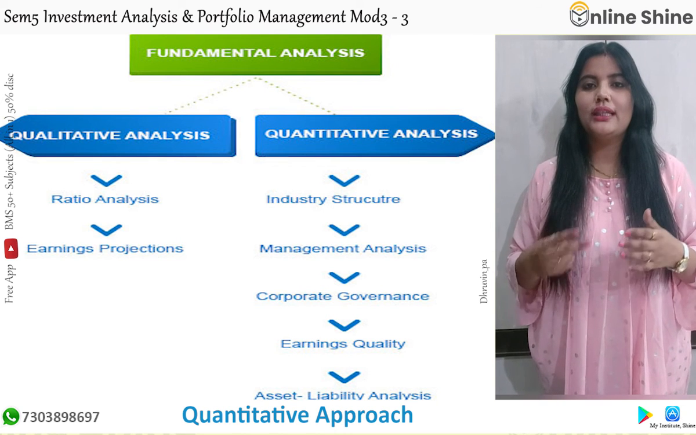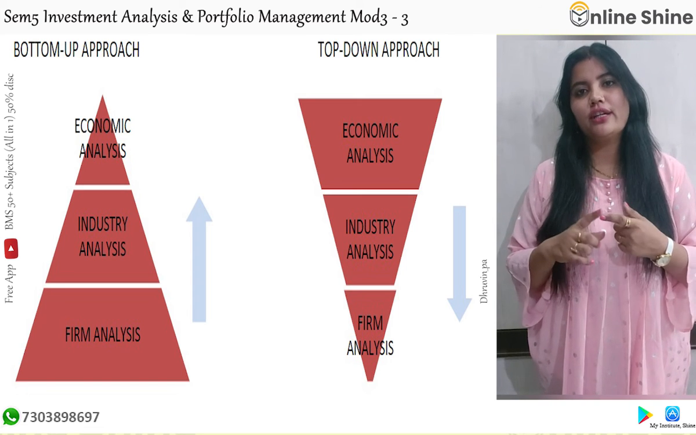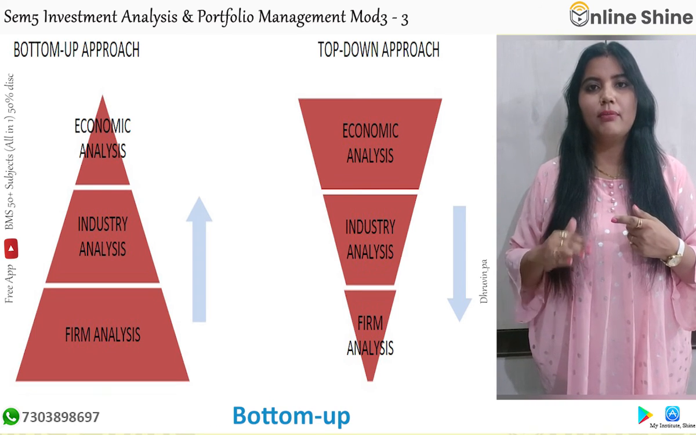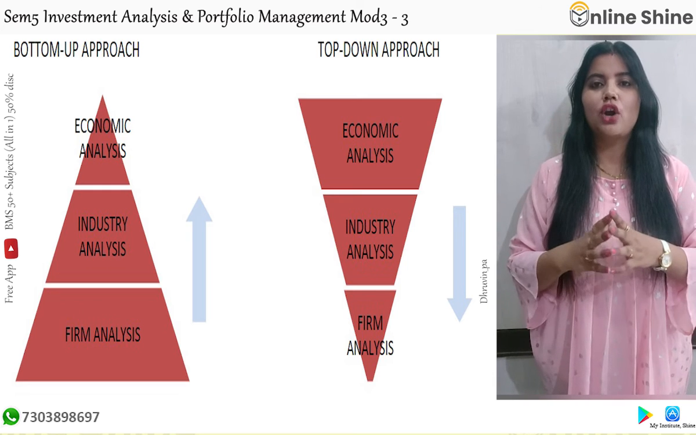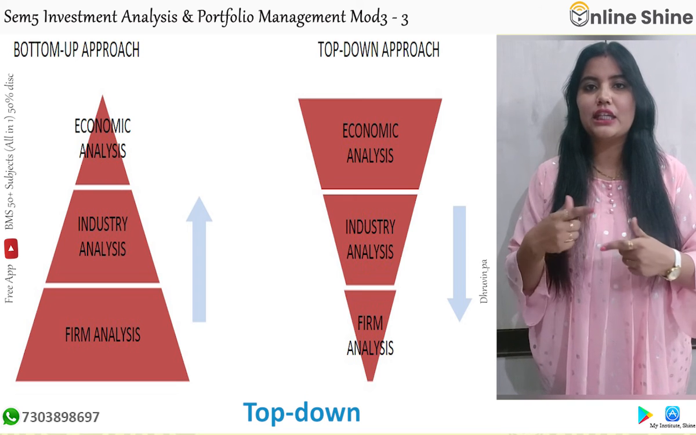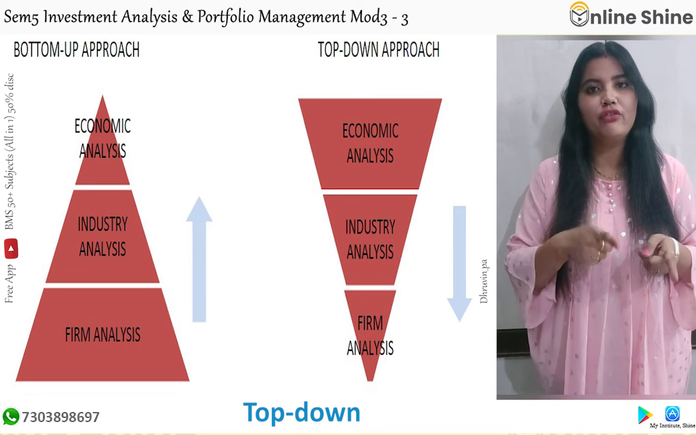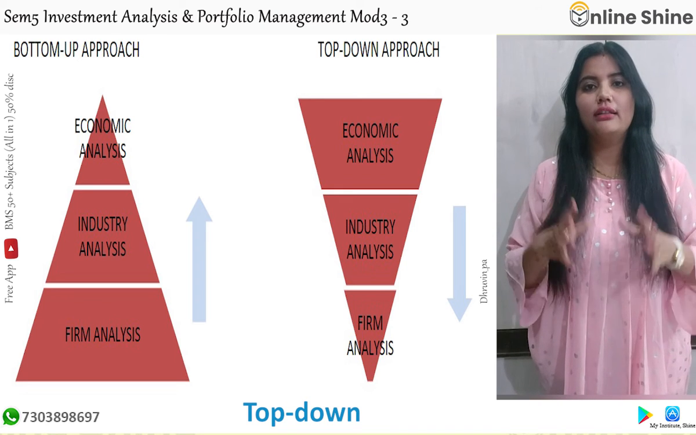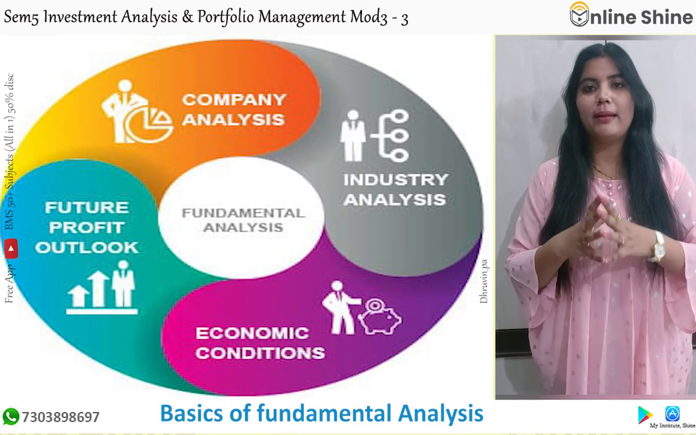Apart from these two, there are two different processes of fundamental analysis. The first one is top down and the other one is bottom up approach. While the top down approach looks into macroeconomic factors first and then digs into the specific company, the bottom-up approach analyzes the company first and then checks the effect of the macroeconomic factors on the company's performance.